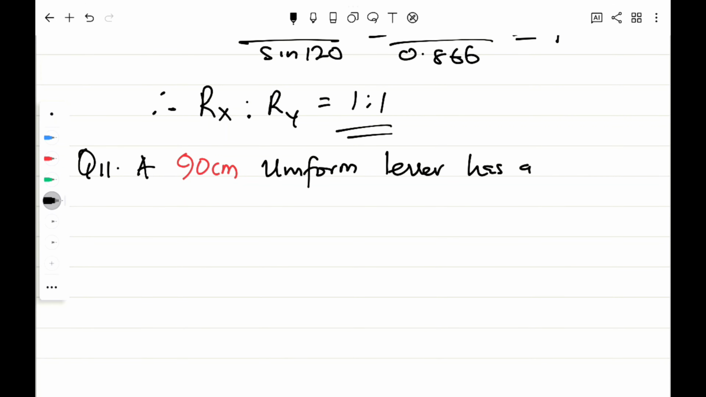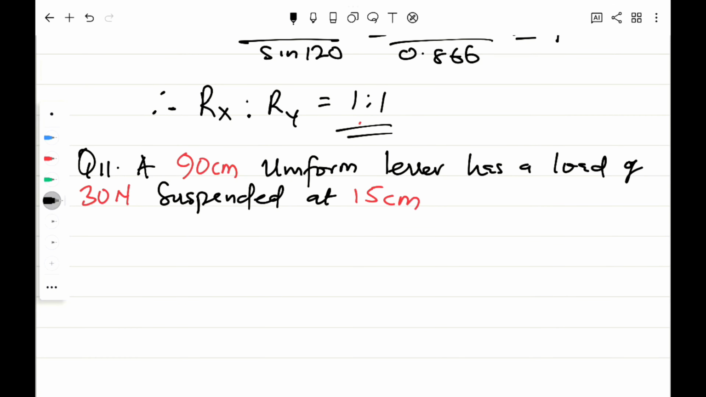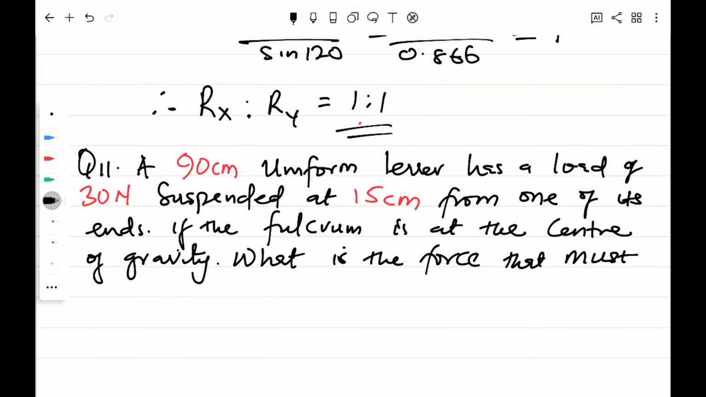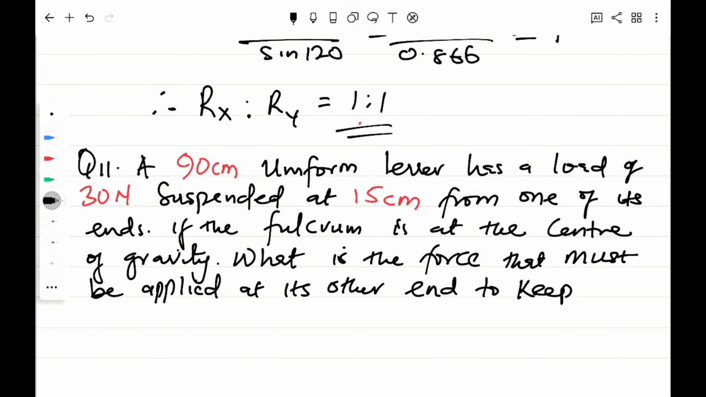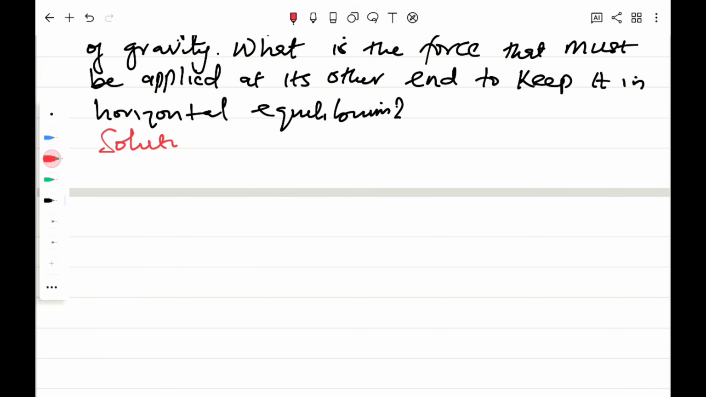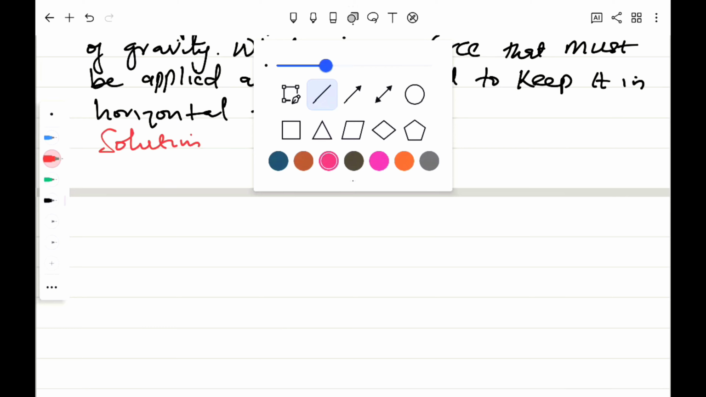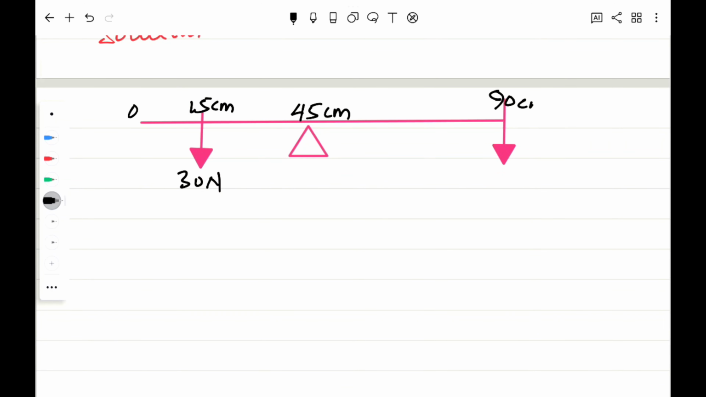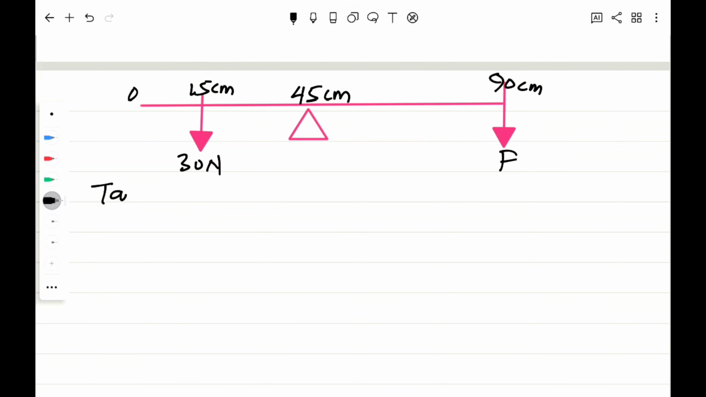The next question is under equilibrium of forces. A 90 centimeter uniform lever has a load of 30 Newton suspended at the 15 centimeter mark from one of its ends. If the fulcrum is at the center of gravity, the question is, what is the force that must be applied at its other end to keep it in horizontal equilibrium? So let's assume that this is the diagram. If we do that, you now see that our data are displayed as seen in the diagram. So our center of gravity is at 45 centimeters.